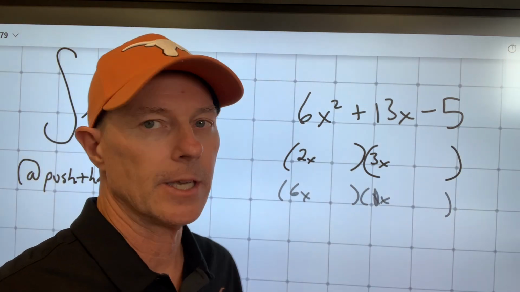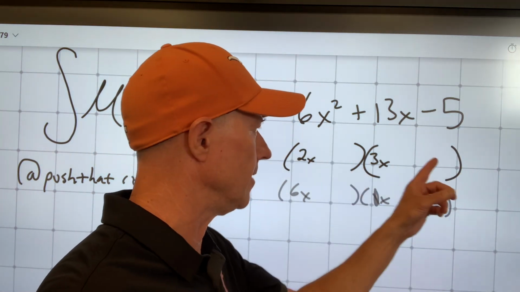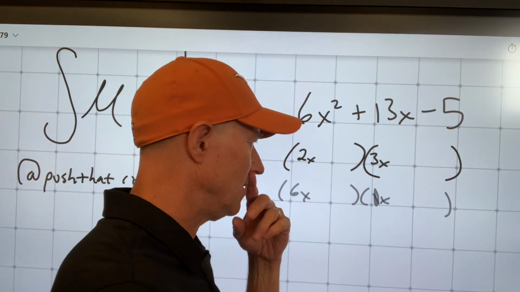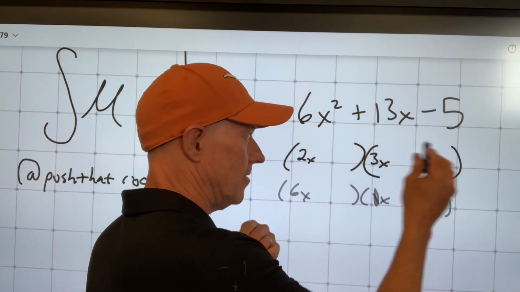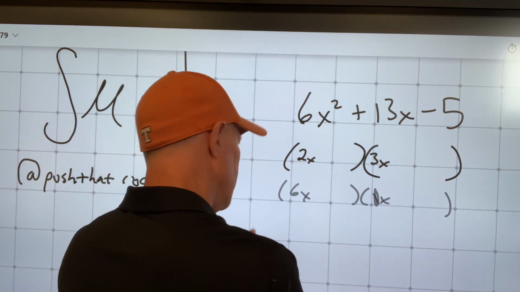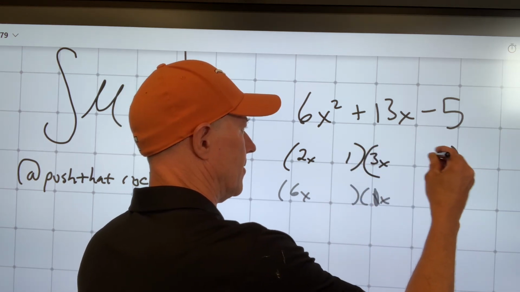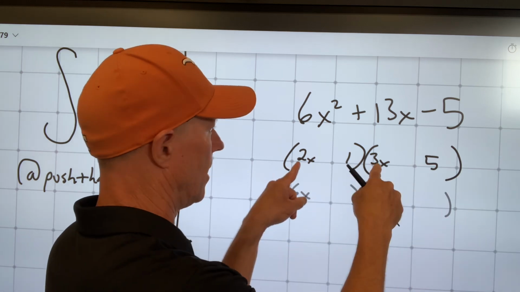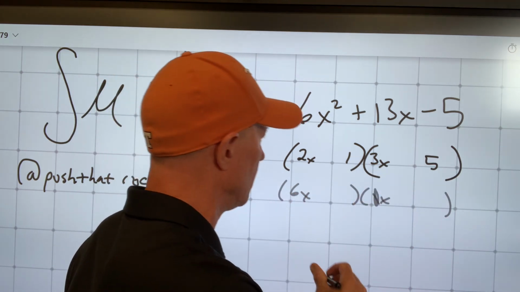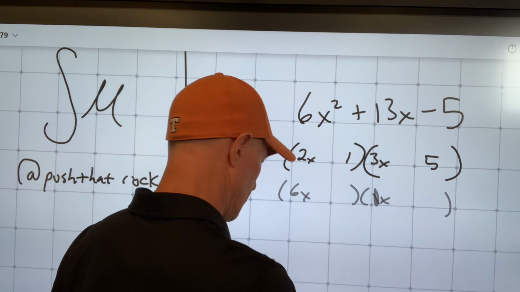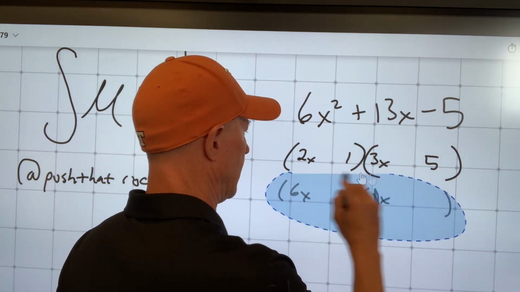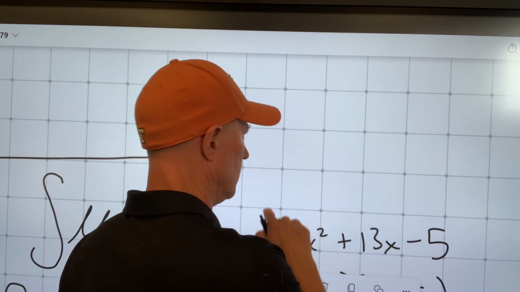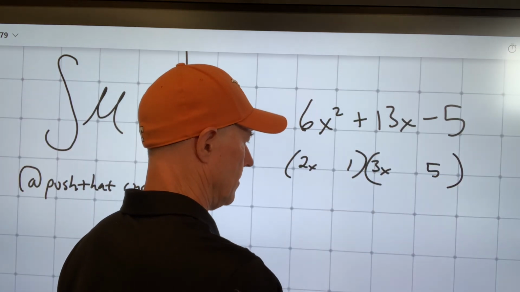So to get a 5, there must be a 1 and a 5. Now, it could be a 5 and a 1. Your job is to figure out which one it is. Is it 1 and 5 or 5 and 1? Or is it not with the 2 and 3 at all? Maybe it's with the 6 and 1. Let's check this out. I'm going to move this possibility out of the way.